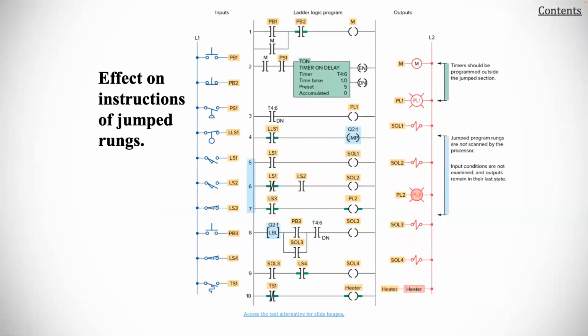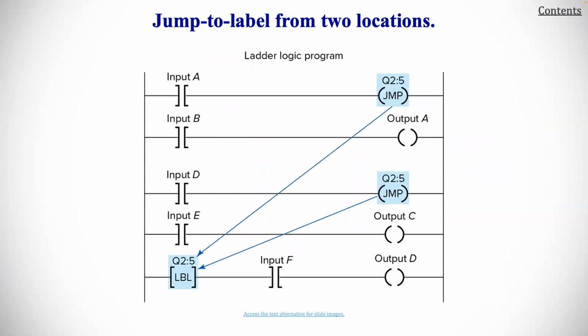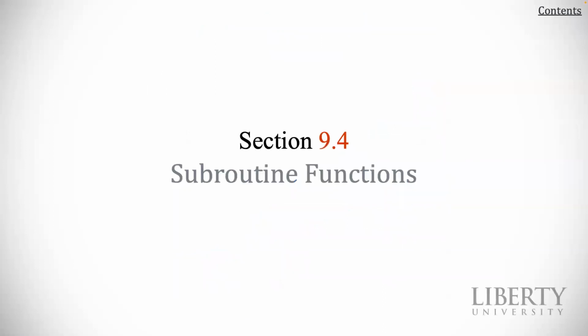So what is the effect on instructions of jumped rungs? You can be looking over this in the textbook; this is a more involved type of ladder program with the inputs and outputs and the logic here. And we do have the jumping laid out as part of this overall scheme of this operation. You can also jump to a label from two locations. So this is a possibility: here's one and here's two, and then you jump to this other part of your ladder logic that you have developed.